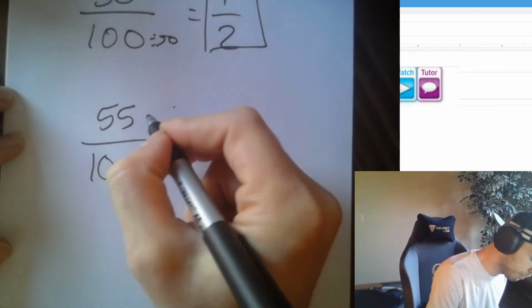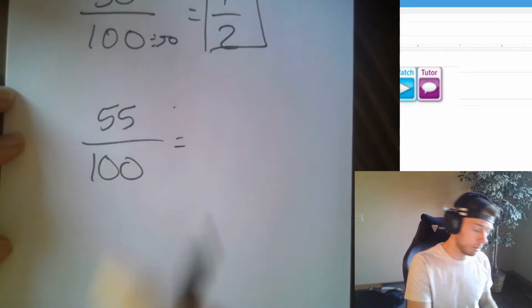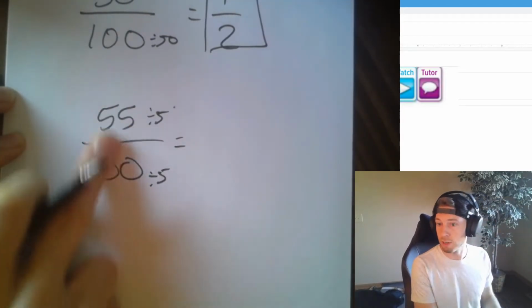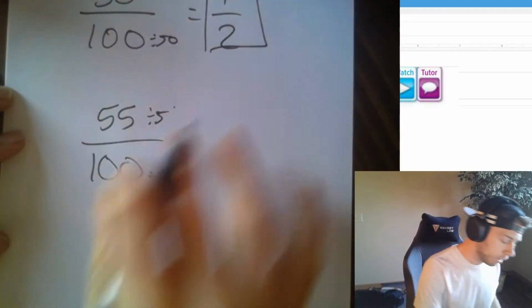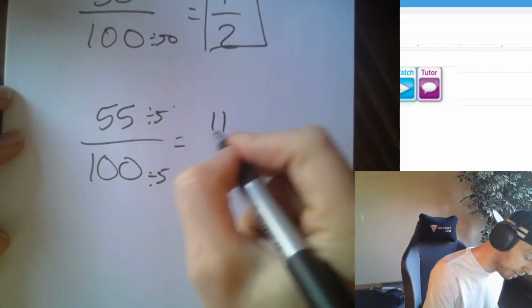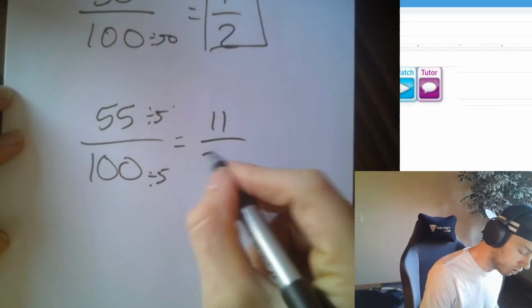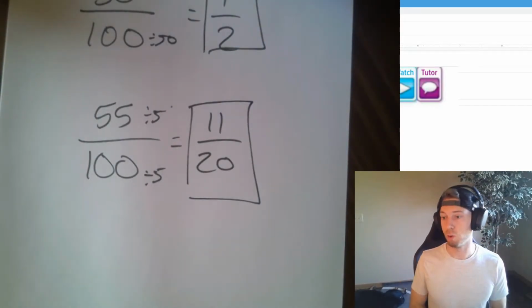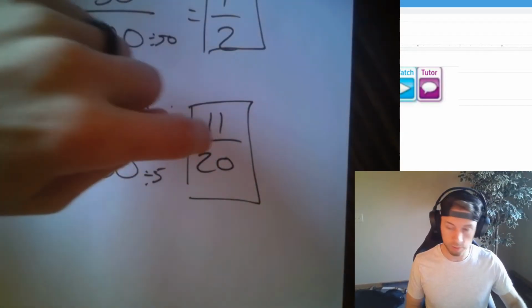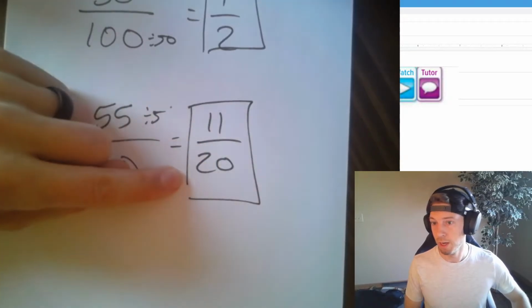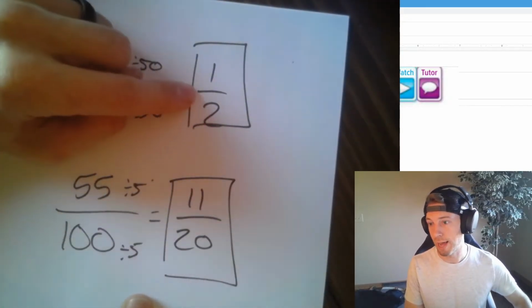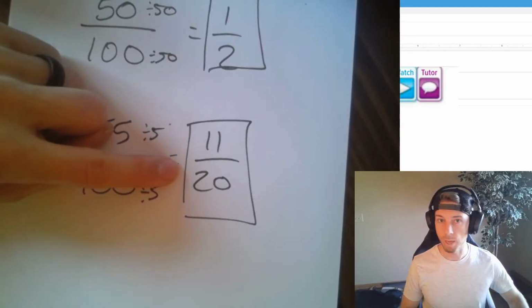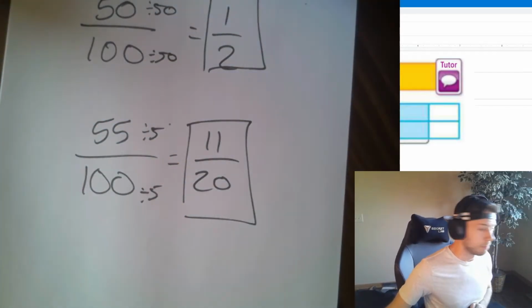And then this can be simplified, right? So you can start dividing this down. Maybe you divide this by 5, because I know that any number that ends in a 5 or a 0 can be divided by 5. So if I divide 55 by 5, I get 11. And then 100 divided by 5 is 20. You might end up with a fraction 11 over 20, which is 55%. Just like 50 over 100 was a half, 11/20 is 55%. Okay? Let's try another one.